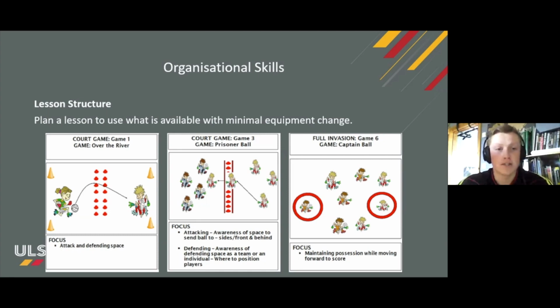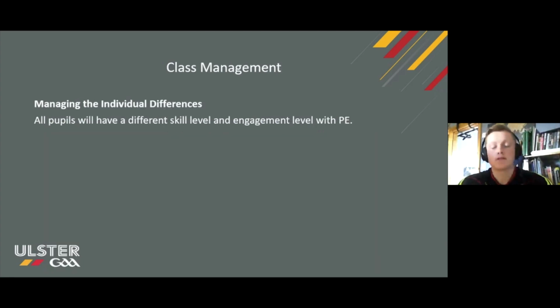So the first one's just kicking the space over the river. The next one's trying to find a player, and captain's ball is trying to find your players and score. So there is a natural progression where you're using the same equipment with minimal changing throughout. That was our organizational skills.